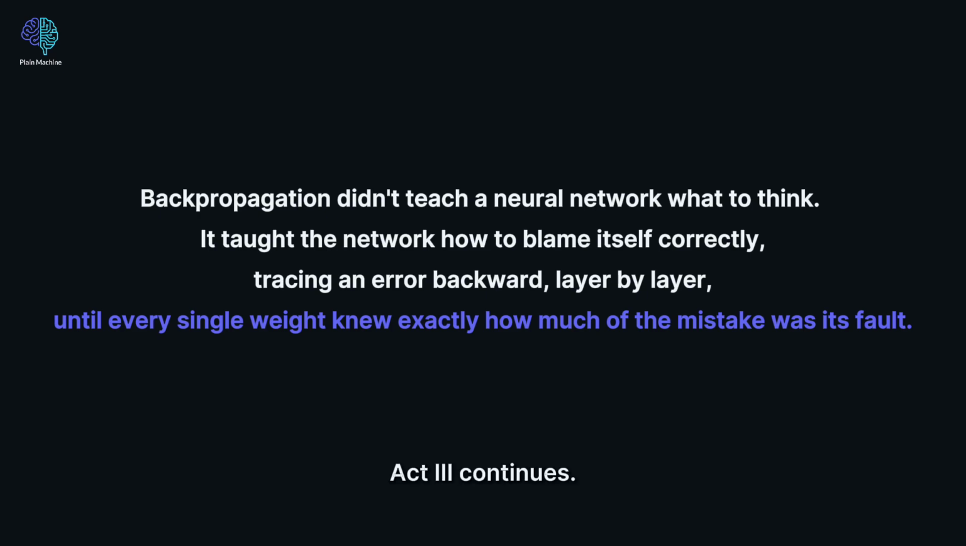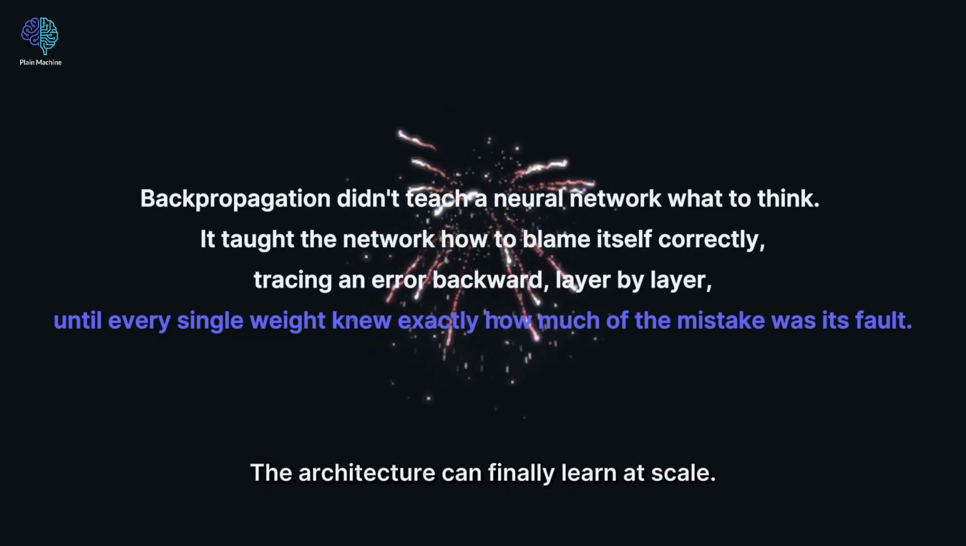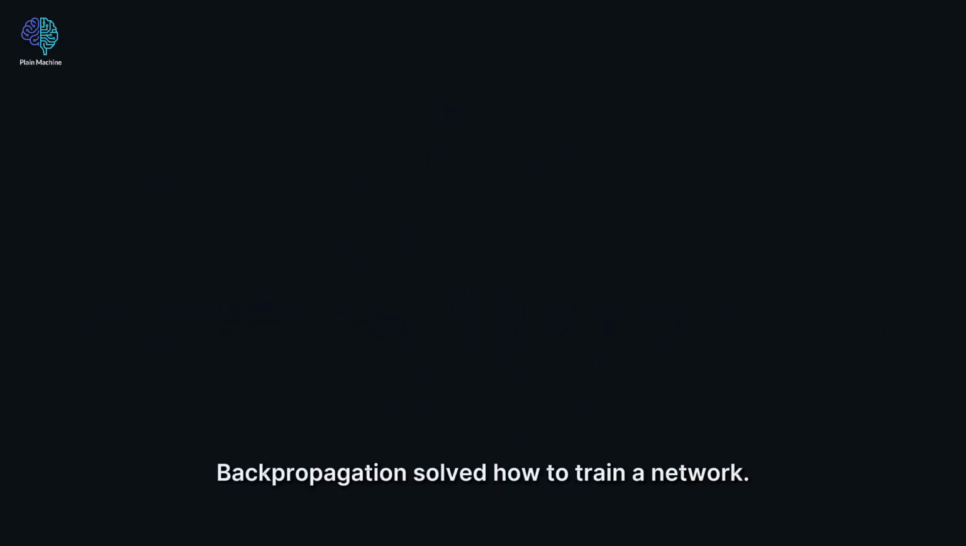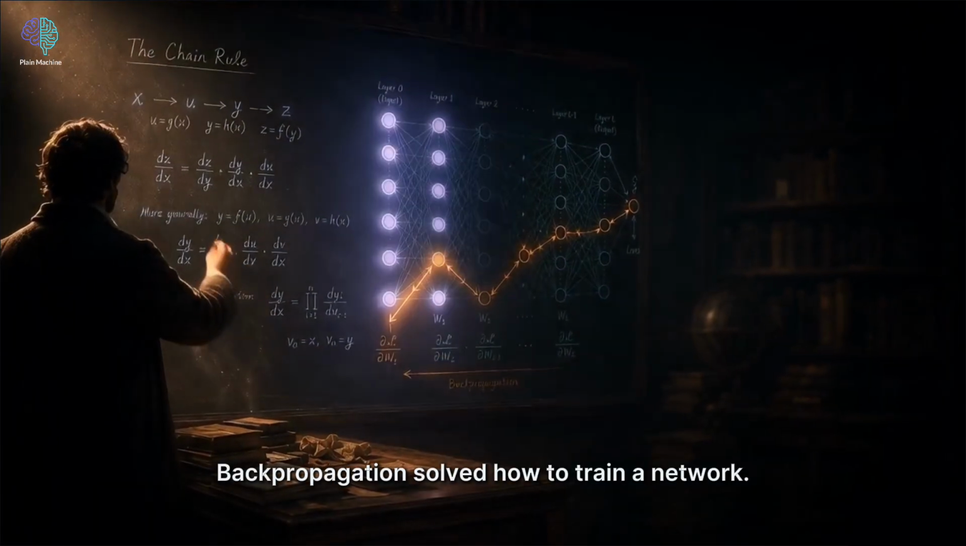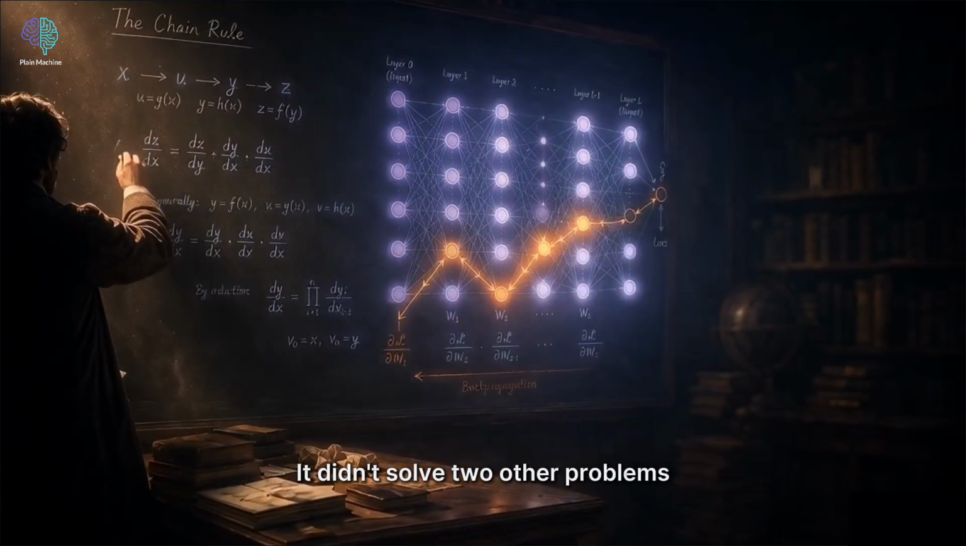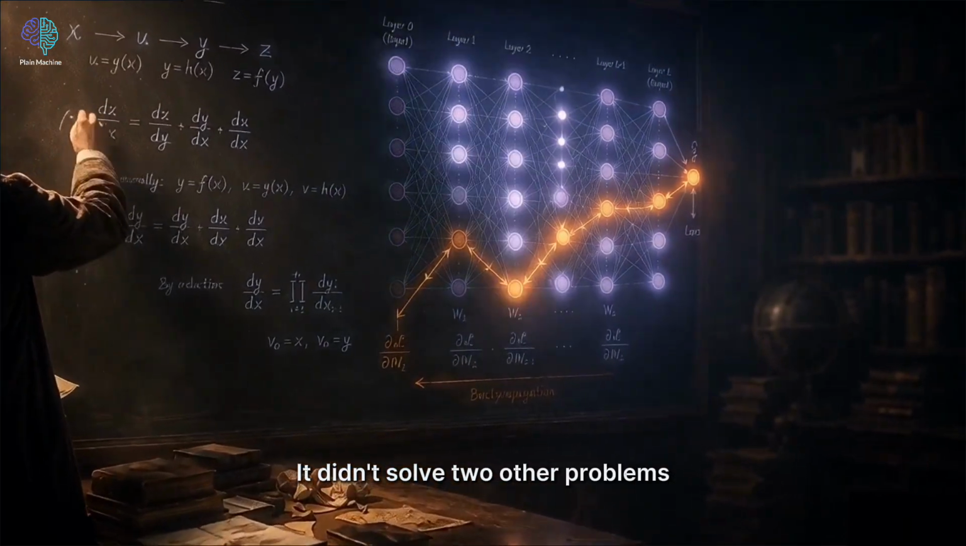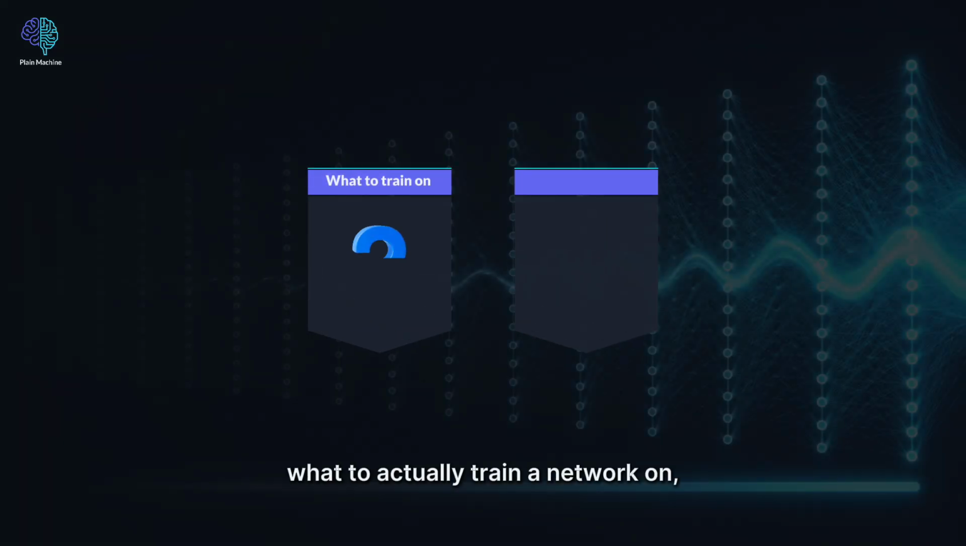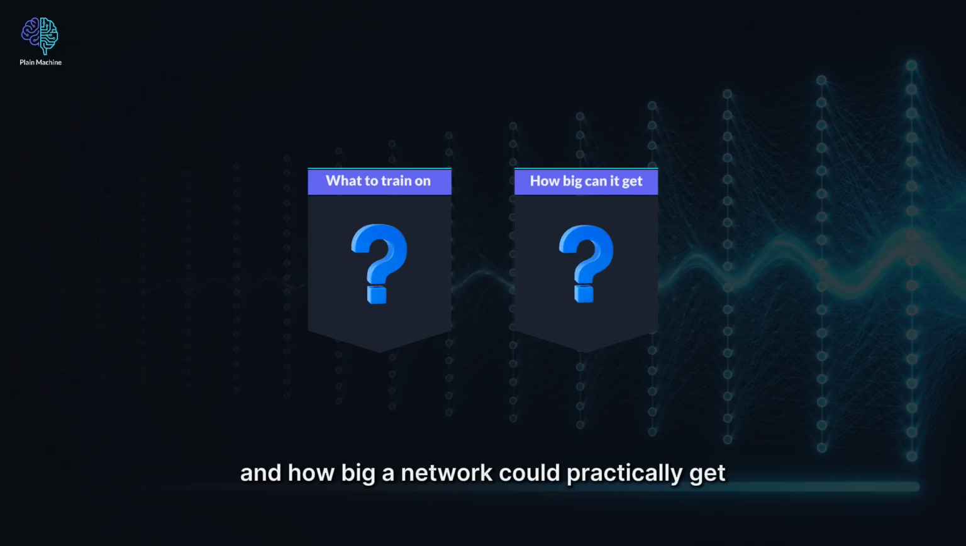Act 3 continues. The architecture can finally learn at scale. Backpropagation solved how to train a network. It didn't solve 2 other problems that turned out to matter just as much: what to actually train a network on, and how big a network could practically get before training it became too slow to be useful. Both stayed open questions for decades.